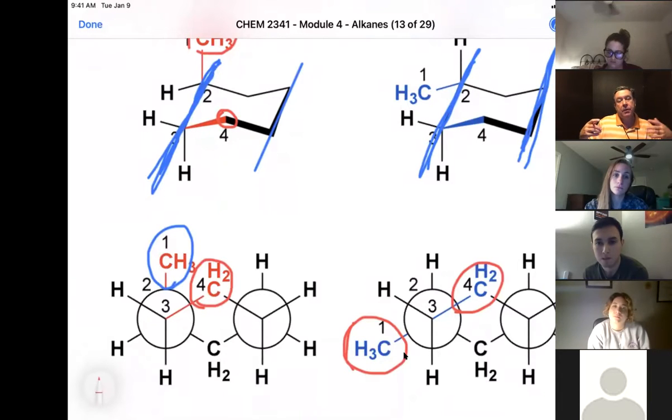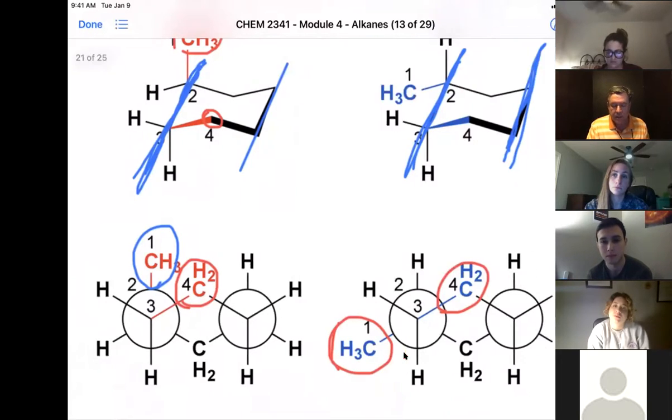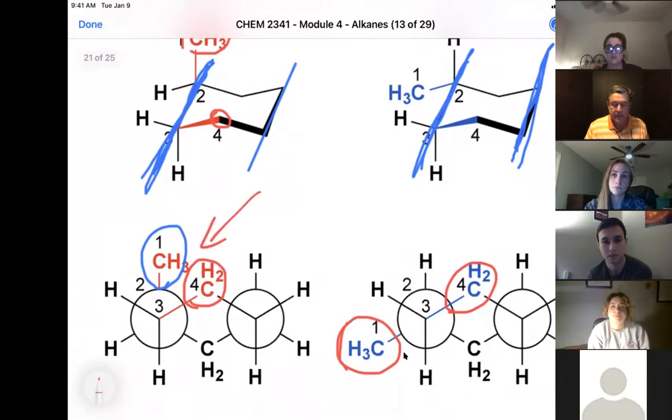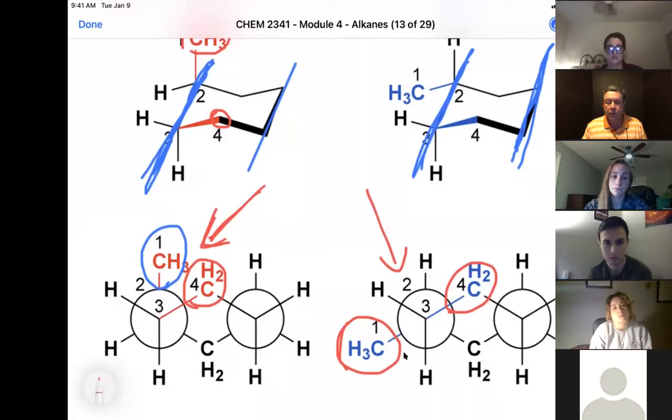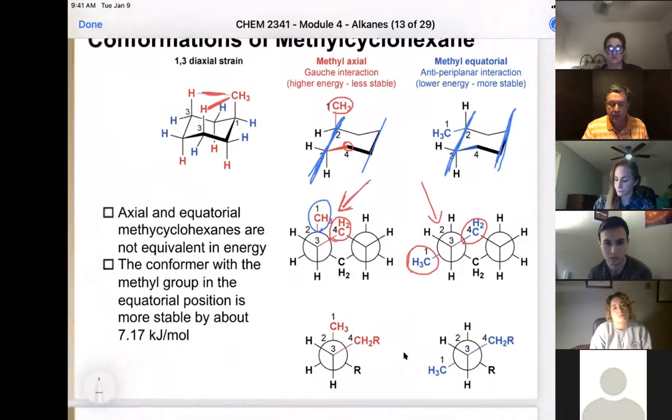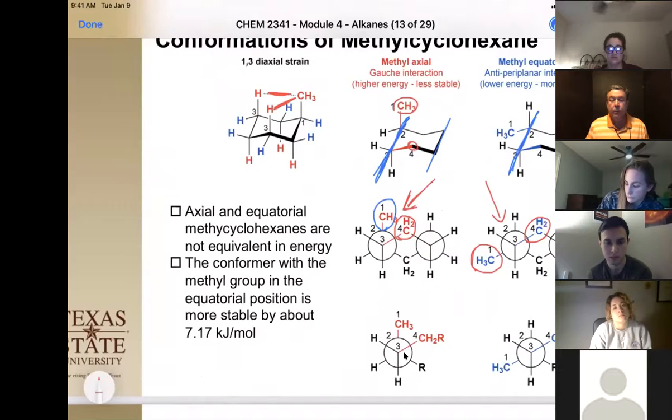So by being able to convert from that chair position to the Newman projection, you can see that this one is going to be less stable, or rather have higher potential energy than this one, because of this gauche interaction. Okay, so do we see why in this case the methyl group would want to be in the equatorial position?